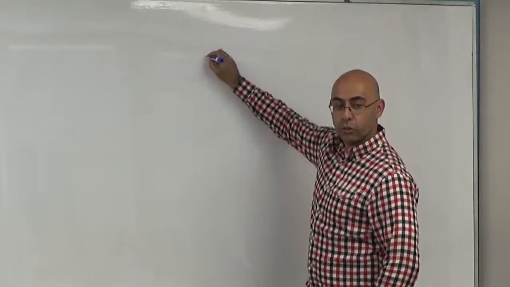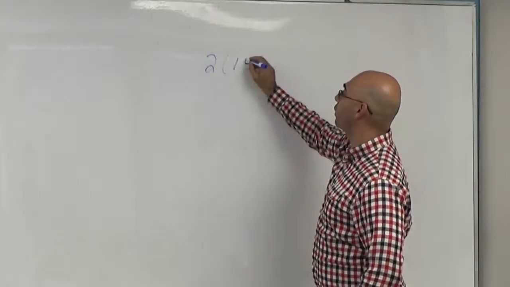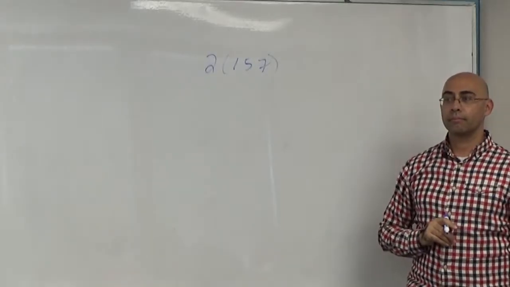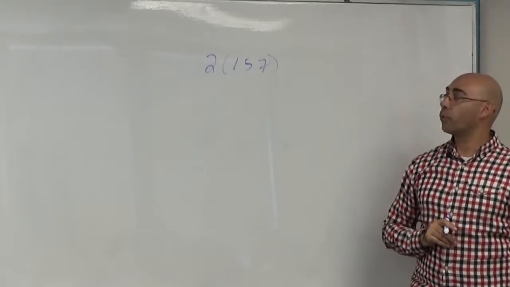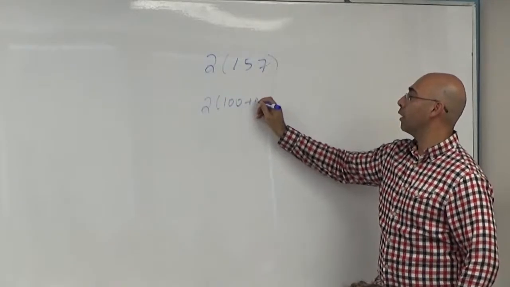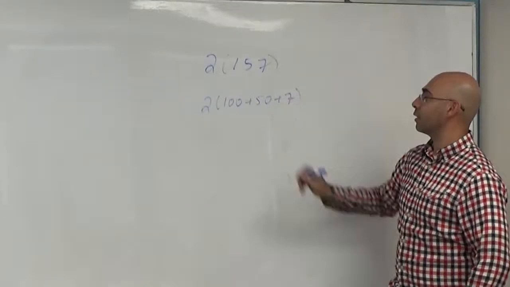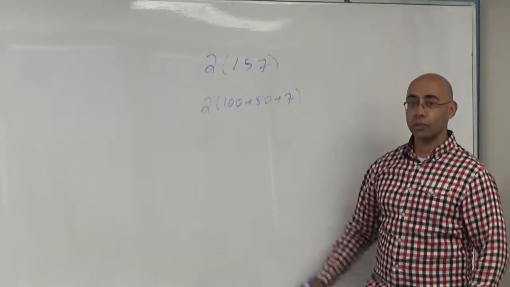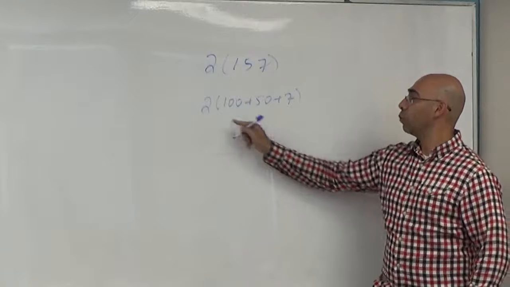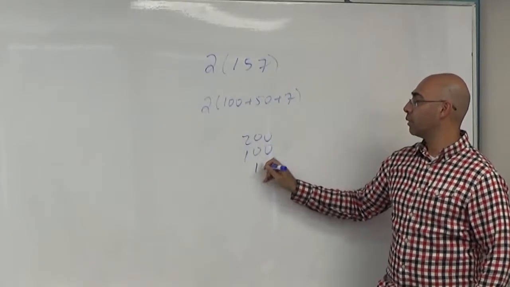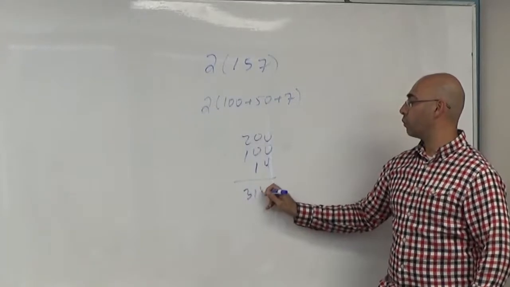So if I were to do 2 times 157, in your head, you would break it up to be like this. 2 times 100 plus 50 plus 7. You just do that in your head. What's 2 times 100? 200. What's 2 times 50? 100. What's 2 times 7? 14. So your final answer is 314.